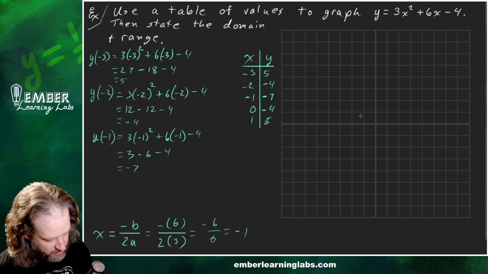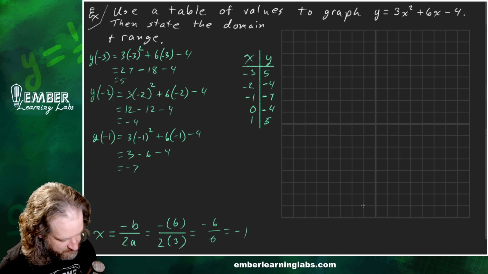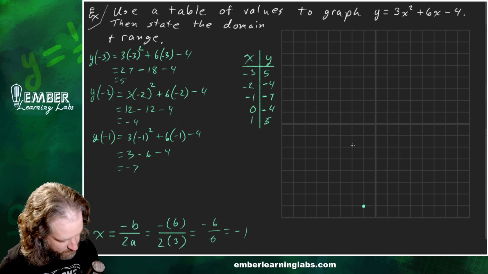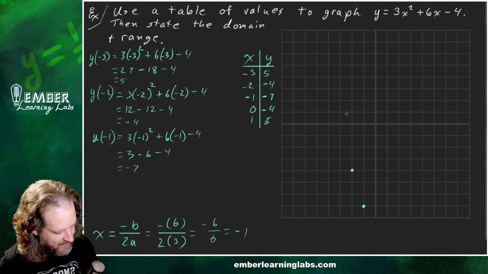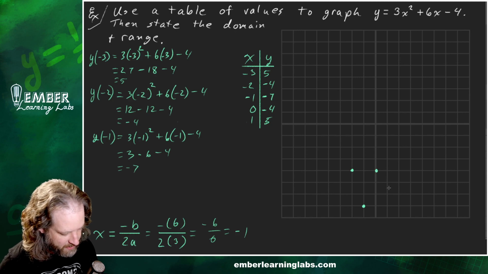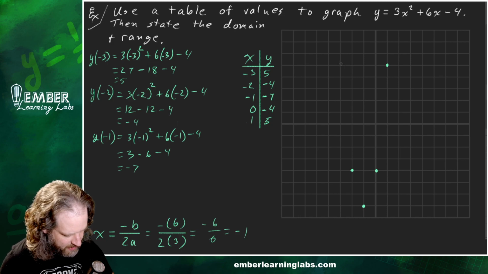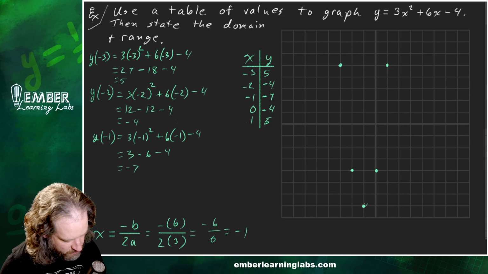So I'm going to start with our vertex, just because it's handy to do that. Negative 1, negative 7 is right here. And then negative 2, negative 1, 2, 3, 4 is right there. And 0, negative 4 is right there. And then we've got 1, 5. 1, 2, 3, 4, 5. He's kind of a skinny parabola, right? And then the other symmetrical point is right there. And so we're going to connect the dots.